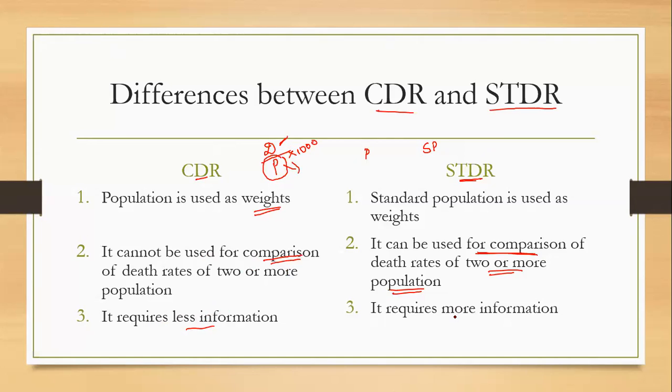But when it comes to standardized death rate, what happens? We require more information. That means we need the standard population information, that is weights, and we have to calculate the age specific death rate. So we need more information, age wise, for two different populations. So in standardized death rate we have to collect more information, whereas in crude death rate we require less information. Did you all understand till now?